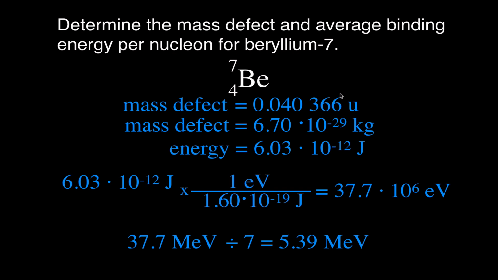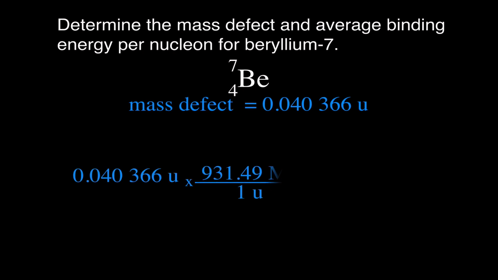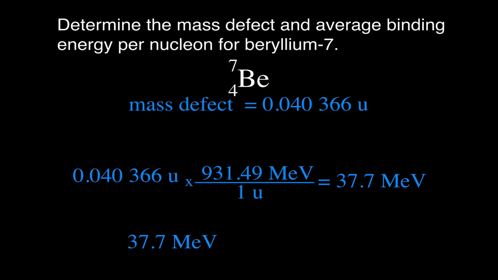Now, I think it's interesting to see the joules and the kilograms, but a lot of times all we really want is this number, so we can simply go from our mass defect and we can convert because we know that one unified atomic mass unit is 939.49 mega electron volts, and you get 37.7 again. And then you divide that, and I think this actually turns out to be 37.6, I think. But it's basically the same number with the rounding. You divide by 7, and you get the same number for the mega electron volts per nucleon.